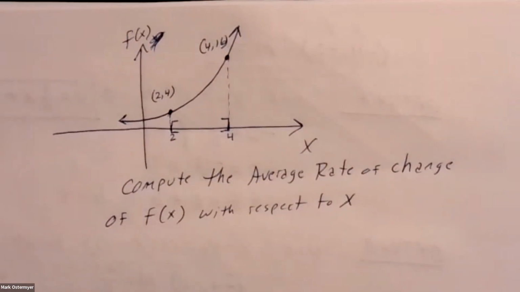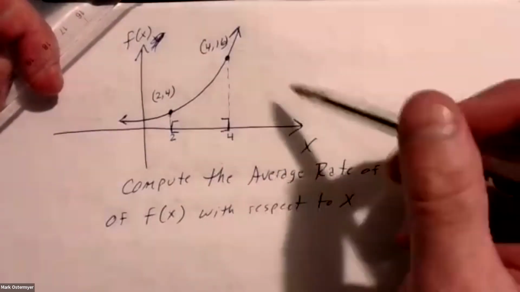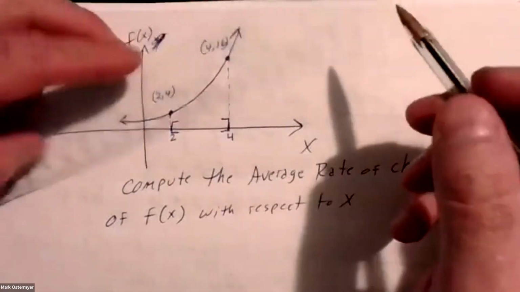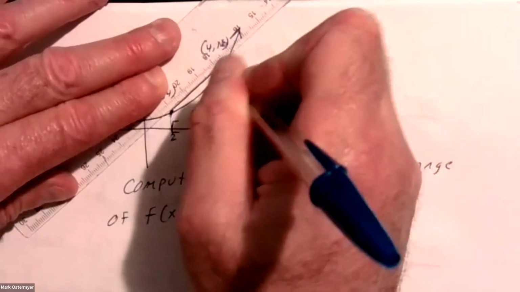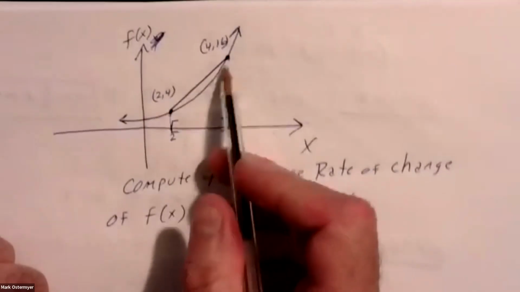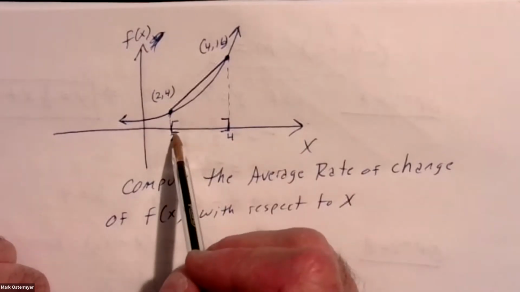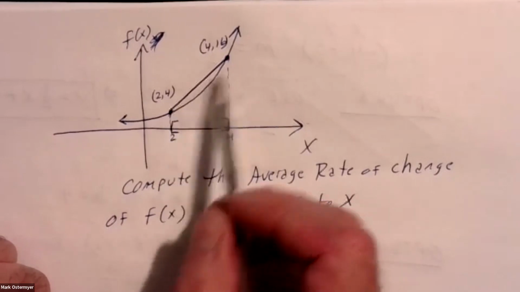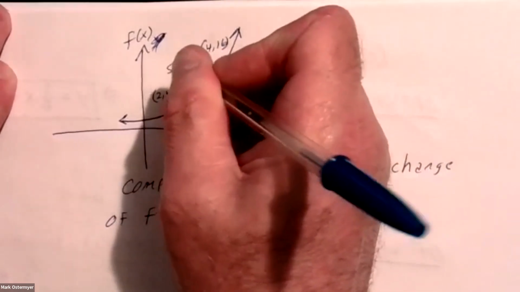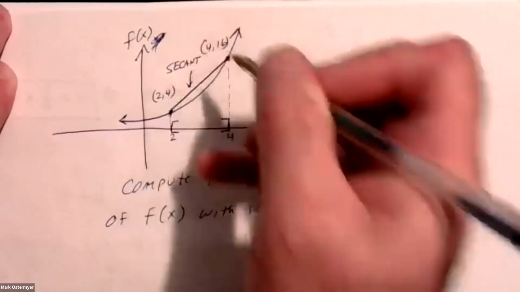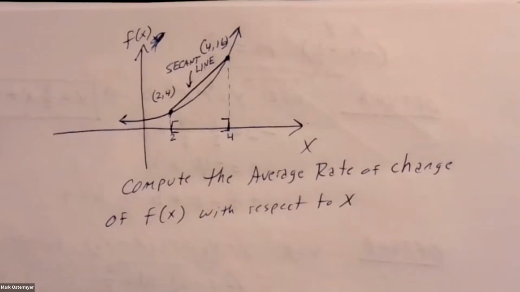So how do we do that? Well, the average rate of change of a function with respect to its independent variable, in this case x, on the interval from 2 to 4, geometrically speaking, is going to be equal to the slope of this line segment here. The slope of this line segment, ladies and gentlemen, is the average rate of change of f of x with respect to x on the interval from x equals 2 to 4. This line has a name. It's called a secant line. And that's something that you will run into in your first semester of calculus, what a secant line is. Okay? That's the secant line.